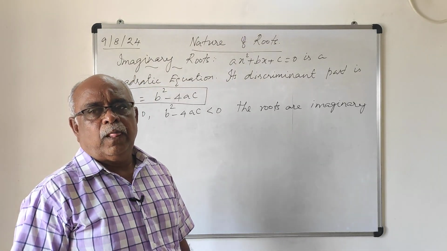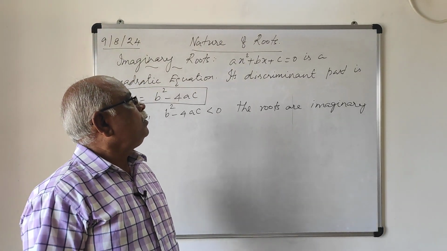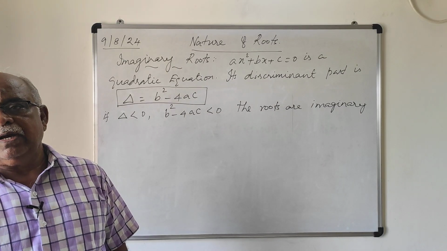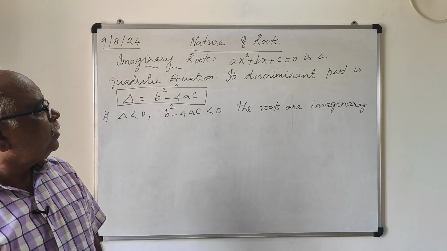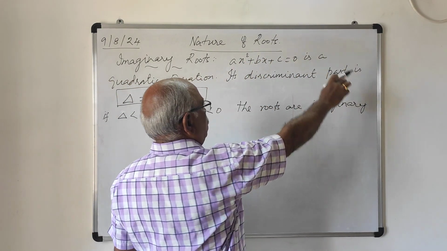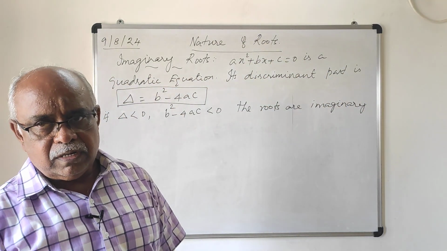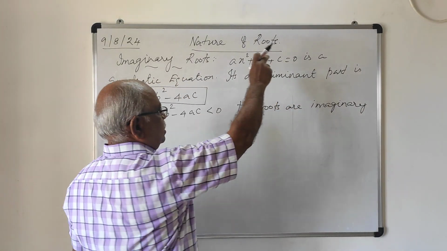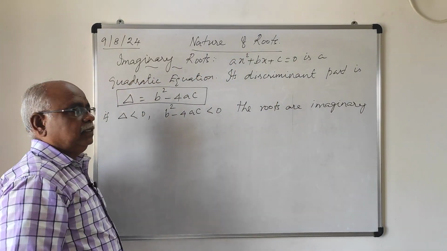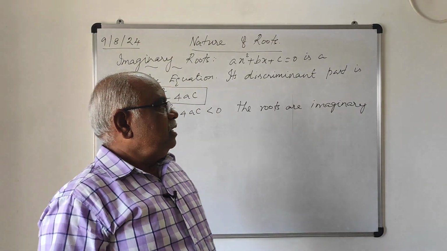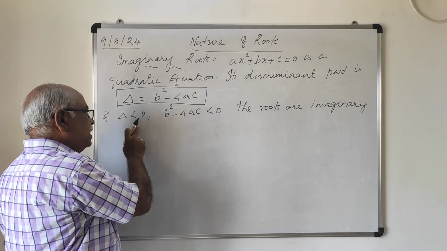My dear students, in this video I am going to discuss the nature of the roots of a quadratic equation. We know that ax square plus bx plus c equal to 0 is a quadratic equation. Its discriminant is denoted by delta, that is b square minus 4ac. Now, this discriminant delta is less than 0.